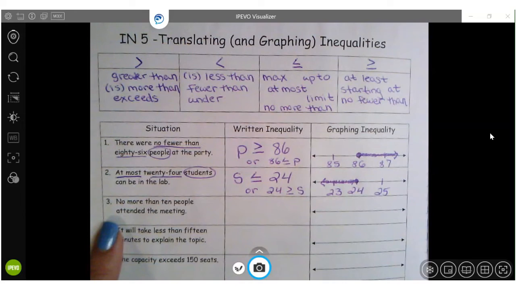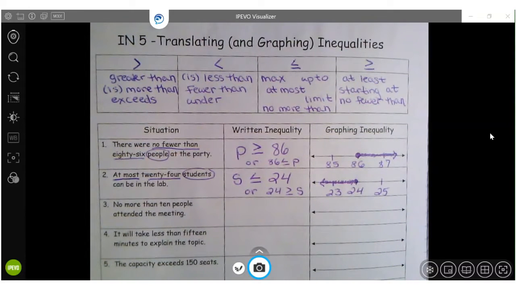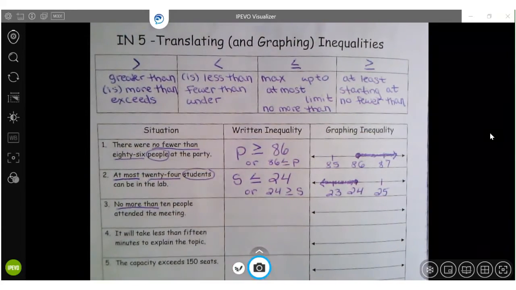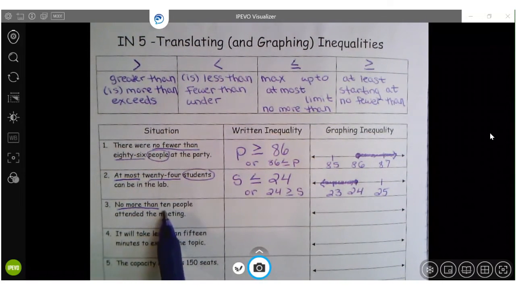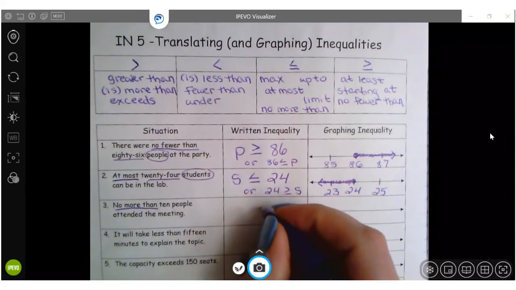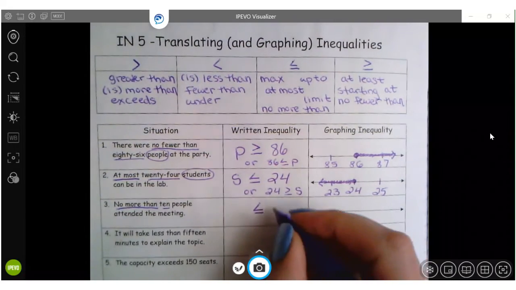All right, number 3, no more than 10 people attending the party. So maybe you're being told that no more than 10 people are attending, maybe no more than 10 people can, but we're going to represent no more than 10 people attending the party. So be careful, it's not more than, it's no more than. No more than means less than or equal to. 10 people, that's my number I'm comparing it to.